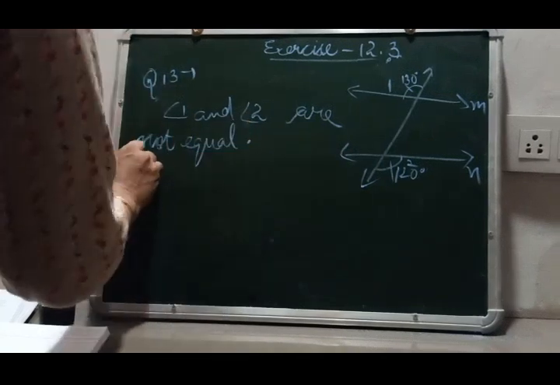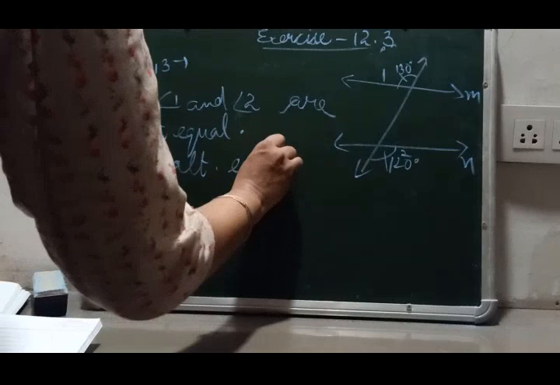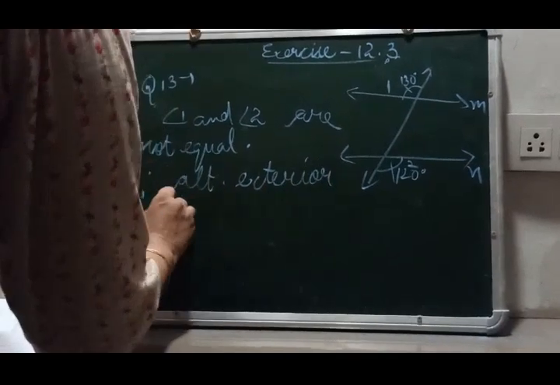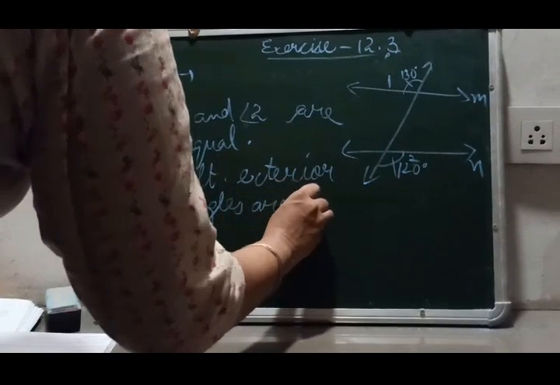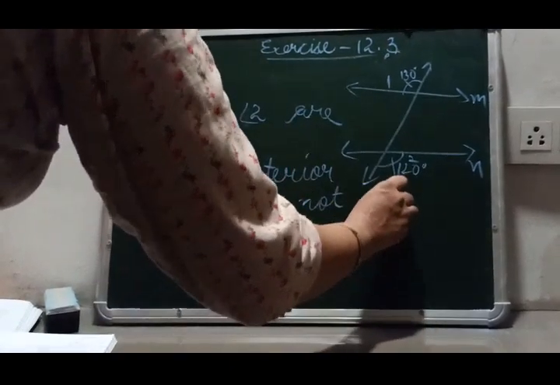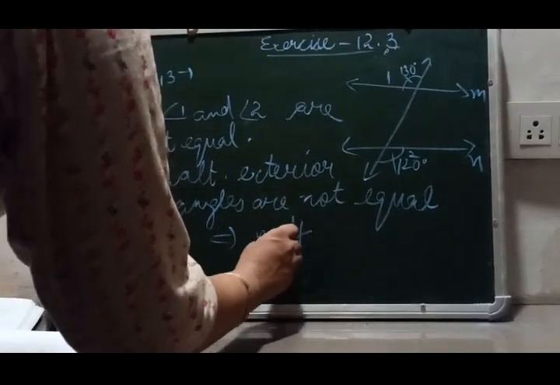Why so? Because alternate exterior angles are not equal. So if these are not equal, that means M is not parallel to N.